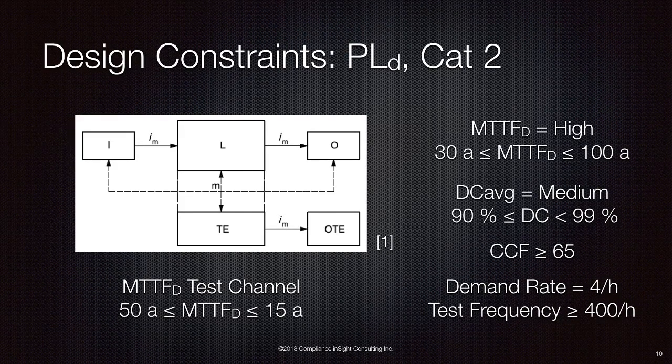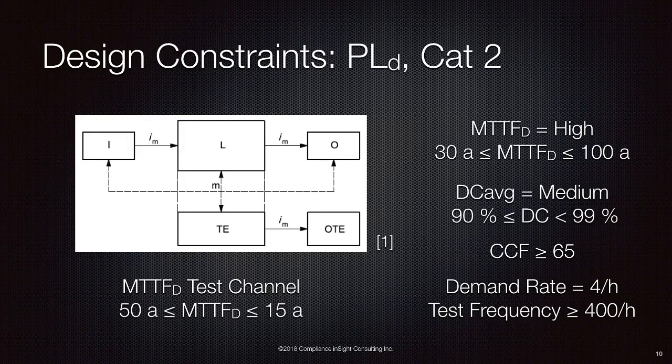Our MTTFD in the channel is high, which means it's going to fall somewhere between 30 years and 100 years when we do the calculation in the channel. Our DC average is medium, which means that we have to be able to detect somewhere between 90 and 99% of the dangerous failures. So yes, you need to do an FMEA and understand what your DC average coverage is. We have CCF coverage greater than 65, so there is a checklist in Annex F of the standard for common cause failure. That's what CCF stands for, and you have to score 65 or better because we have diagnostics.